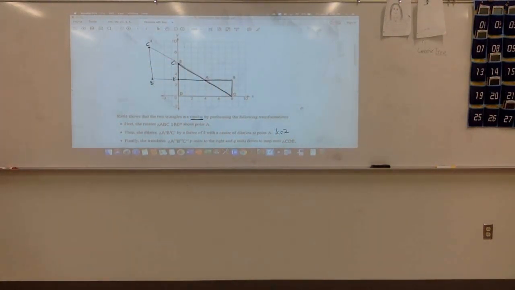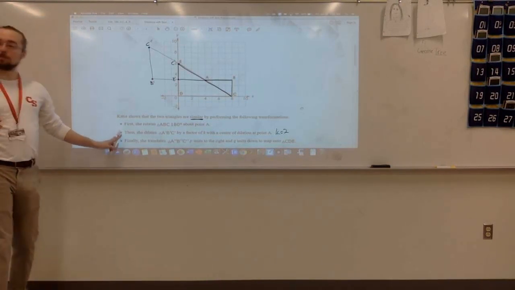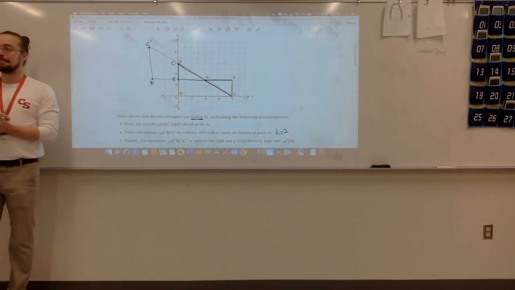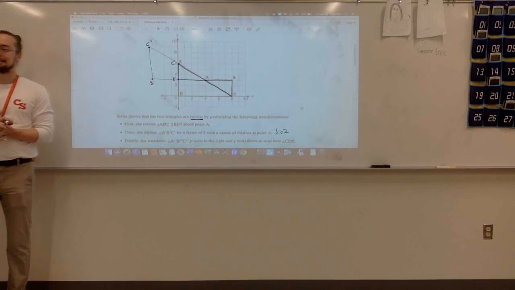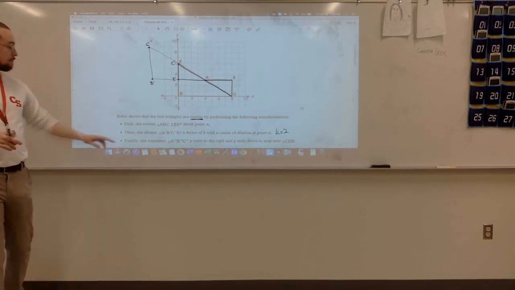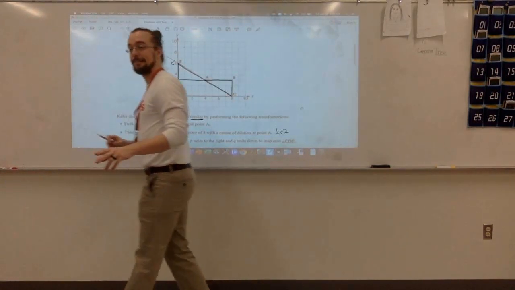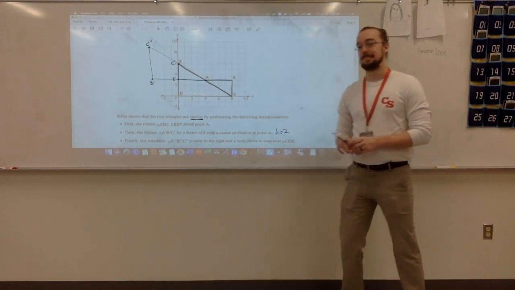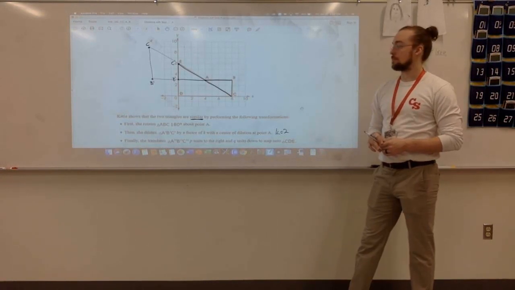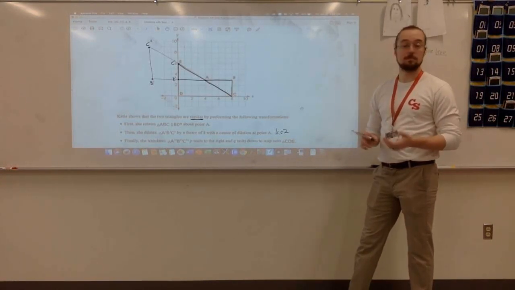Would it be half or a dilation? No, the scale factor will be 2 because we're multiplying the distance by 2. We're making it bigger. When you do the dilation, you go over 4, because A to B is 4 and the dilation makes it 8 away, so it moved it over 4.